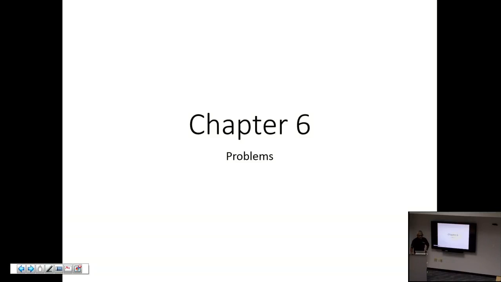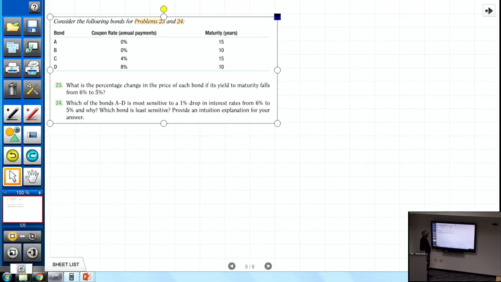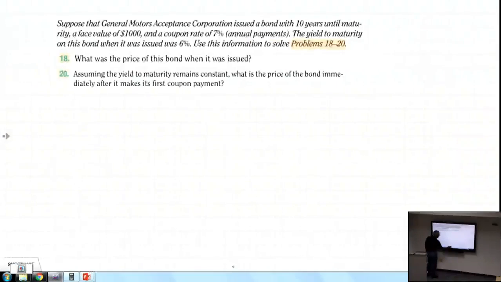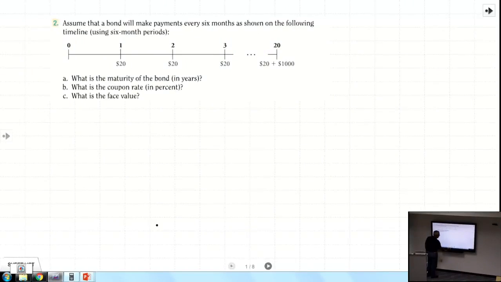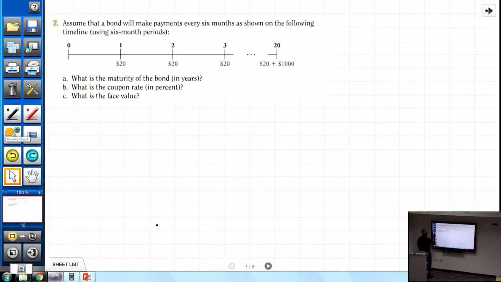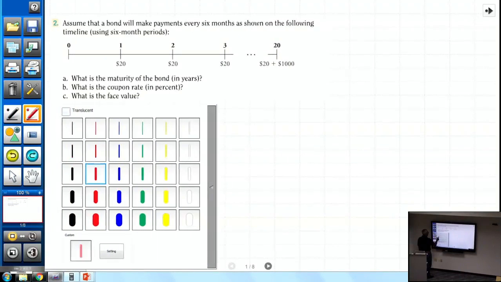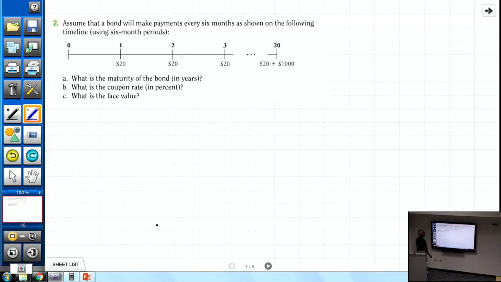So we're going to look at problems from chapter 6. In chapter 6 we're looking at bond pricing. The first problem we want to look at is just a basic problem, giving us an overview of what a bond contract looks like.